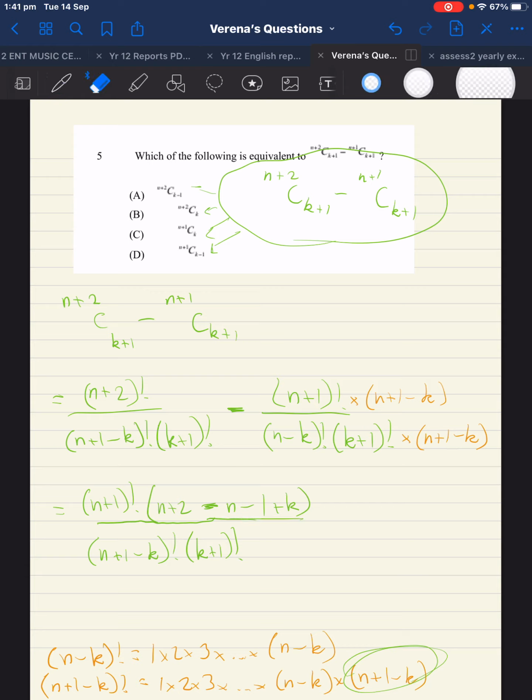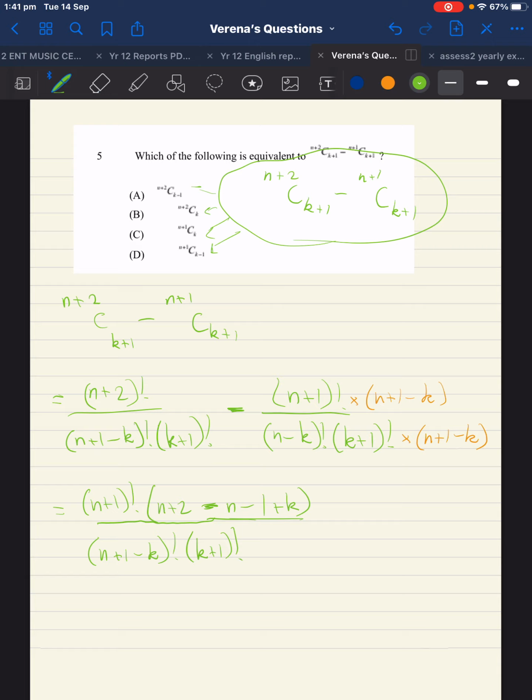Okay, so we end up with, I've got a chance of fitting this in actually. I'm going to get rid of this. Okay, so this is what we have so far. N plus 1 factorial. Over here, n's cancel. We've got a k, and we end up with a 2 take away 1. We've got a k plus 1 there.